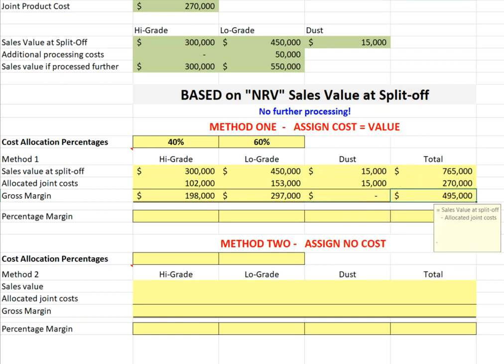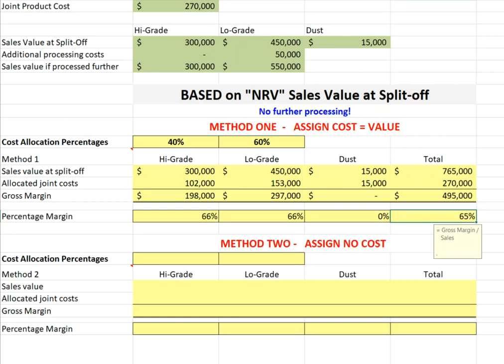And of course, we can calculate our margin percentages for each one of our products. 66% for the high-grade and low-grade coal, since we've allocated based on relative sales values, and no margin on the coal dust, and overall a 65% gross profit margin.